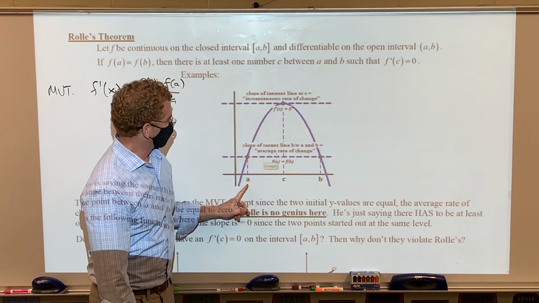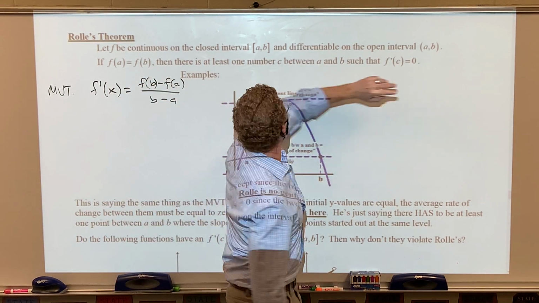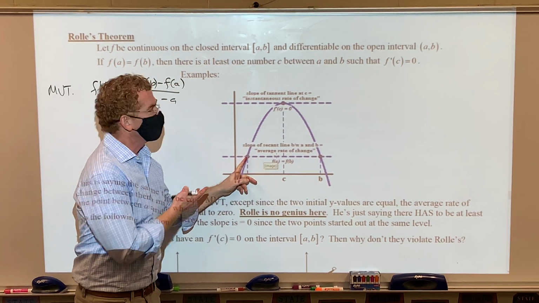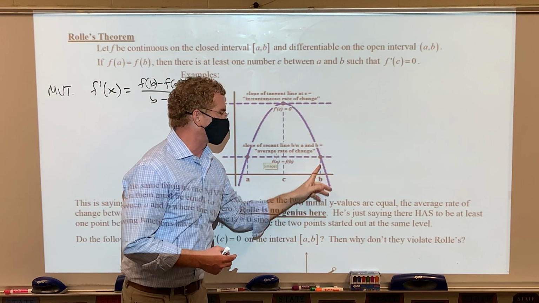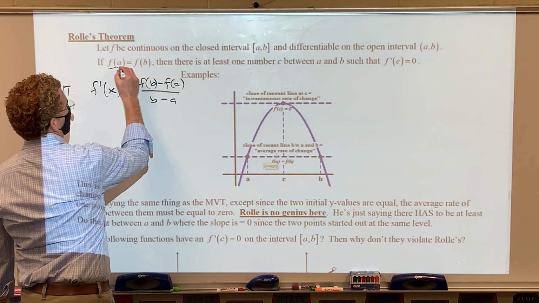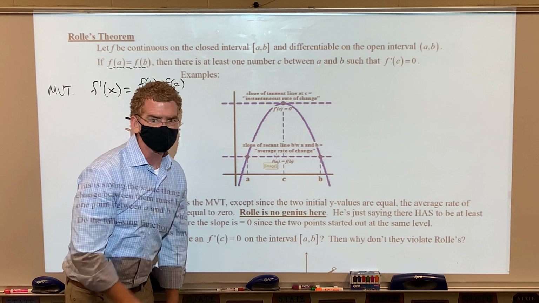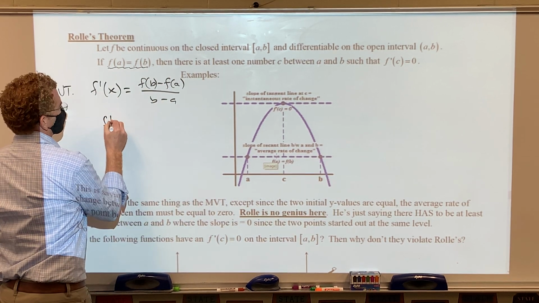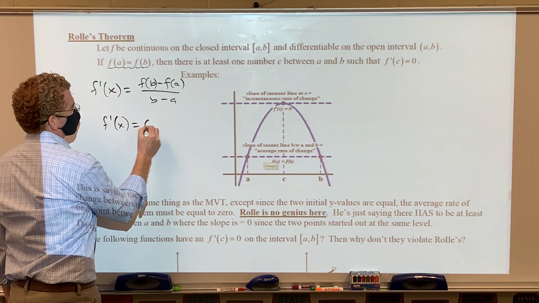Right? So if I plug an a in on my closed interval, I plug it into the function and I get a y value, and then I plug the b in and I get the same y value. So basically, if my f of a and my f of b are the same, then here's my theorem. There's guaranteed to be a derivative that's equal to 0.